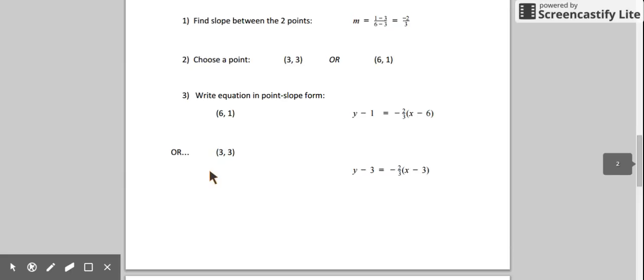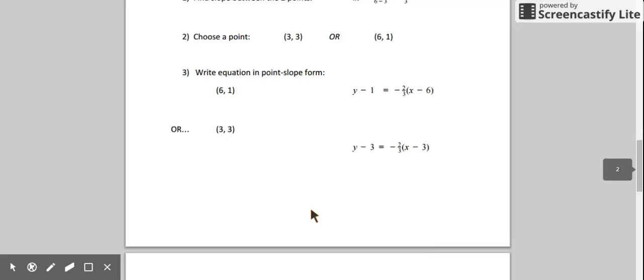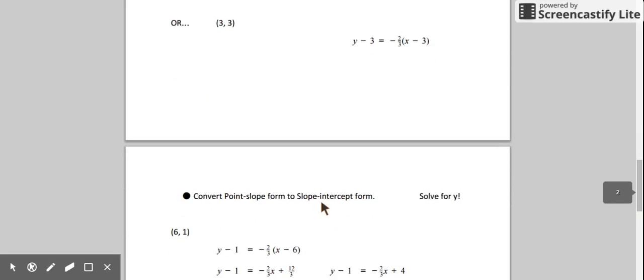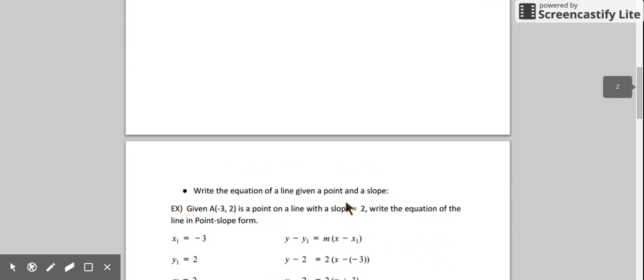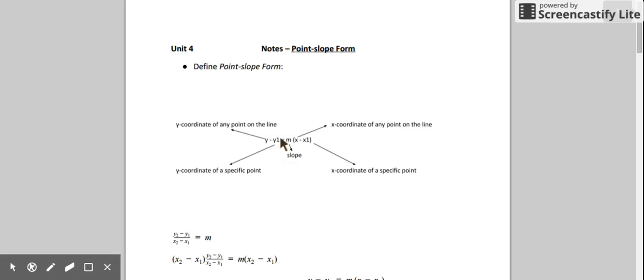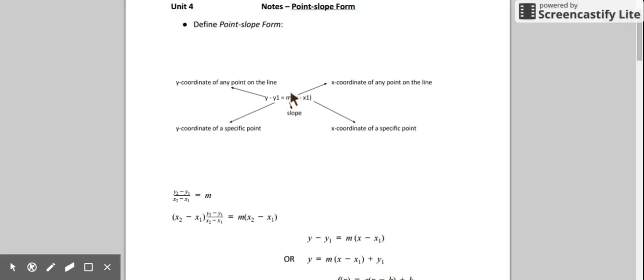So point-slope form gives us an advantage in that we can write the equation of the line using any point and a slope, rather than slope-intercept form, which requires us to use an exact point called the y-intercept and a slope. It's a lot more freedom when we use the point-slope form. And here it is. Make sure you can substitute values into it. If you need to find the slope between 2 points first, do that and then substitute into your formula. And if you would like to convert it or need to convert it into slope-intercept form, just solve for y.